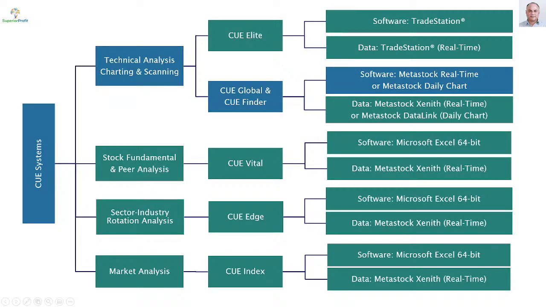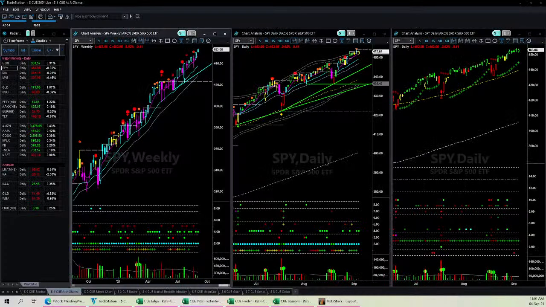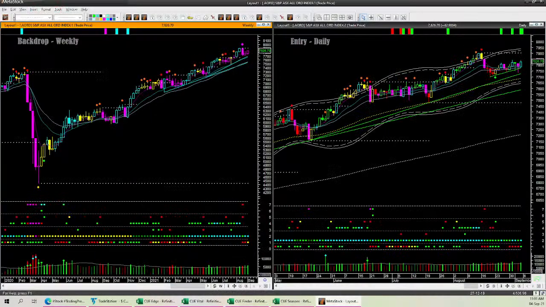I use the Q systems that work as add-ons on the TradeStation and Metastock platforms. That was the last slide of the presentation. Let's continue with the live system, starting with a look at the global markets, starting with Australian Index AORD.